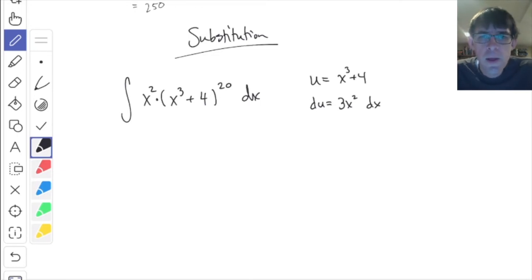This can be a little confusing. The du is the derivative, even though the larger problem here is to find the antiderivative of something. When you're doing substitution, you have to use the derivative inside there. It's true, this can be confusing. You just got to keep it straight.